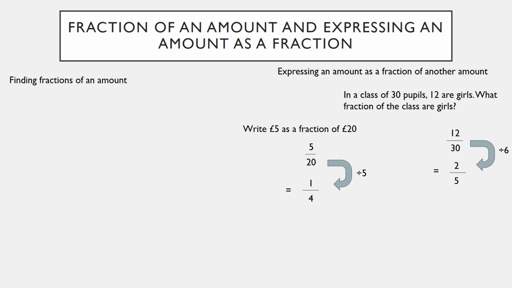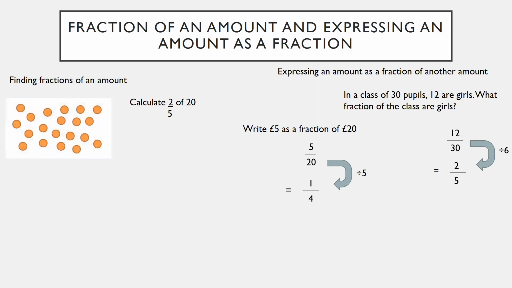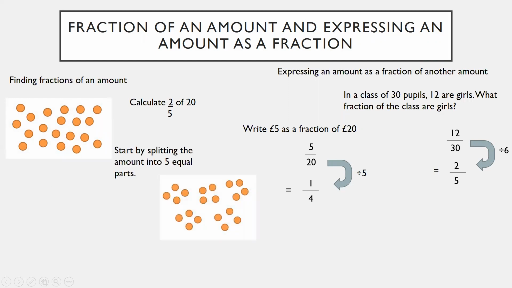The last thing is finding fractions of an amount. So if I want 2/5 of 20, so I've got 20 circles over here, the first thing is to split them into 5 equal parts. So we're doing 20 divided by 5, which gives us 4. So I've got 5 piles of 4 circles. But we only want 2 of these fifths. So that's 2 bits. So 4 lots of 2 gives me 8.